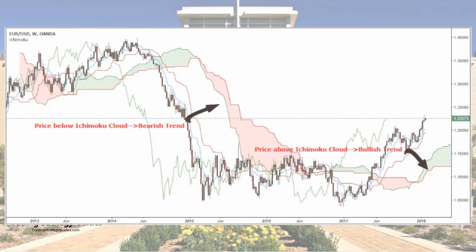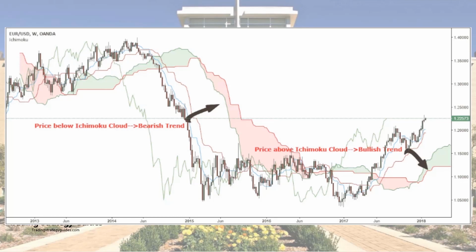Here are some basic interpretations of the Ichimoku indicator. When the price is above the cloud, we're in a bullish trend. When the price is below the cloud, we're in a bearish trend. When the price is in the middle of the cloud, the trend is consolidating or ranging.